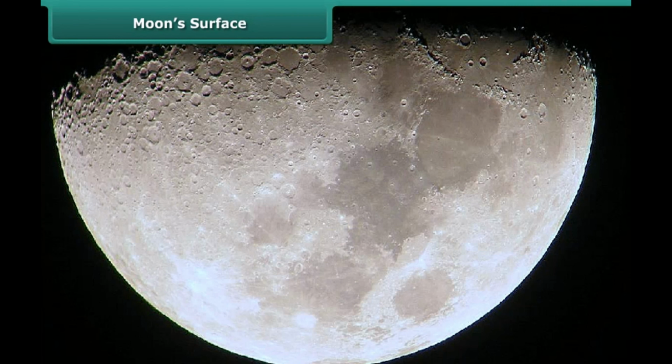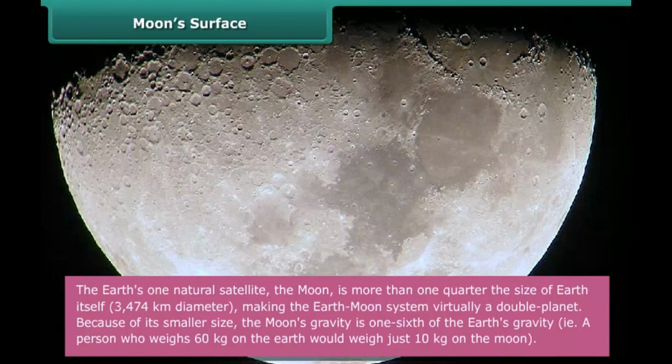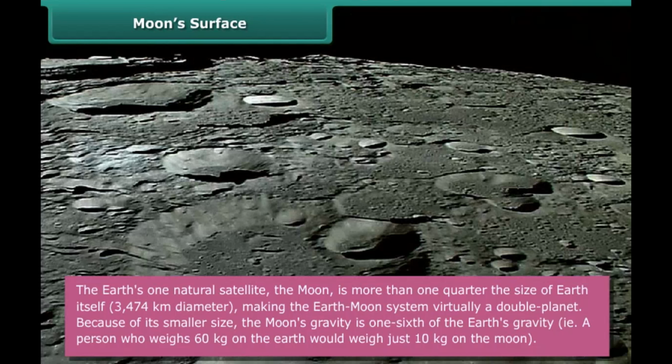Moon's surface. The Earth's one natural satellite, the Moon, is more than 1/4 the size of Earth itself, with a 3,474 kilometer diameter, making the Earth-Moon system virtually a double planet. Because of its smaller size, the Moon's gravity is 1/6 of the Earth's gravity. That is, a person who weighs 60 kg on the Earth would weigh just 10 kg on the Moon.